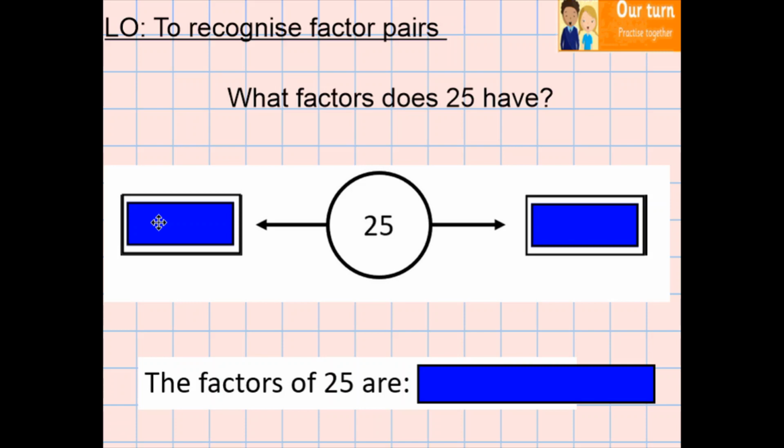So what do you think? Well, we know that we can always start with 1, because 1 is always a factor of every whole number. And that's the easy one, so let's get it out the way.